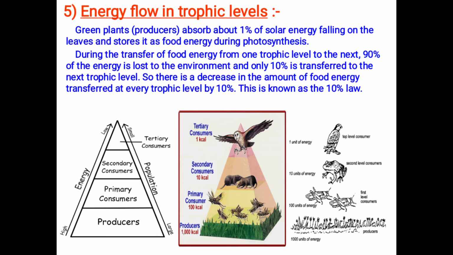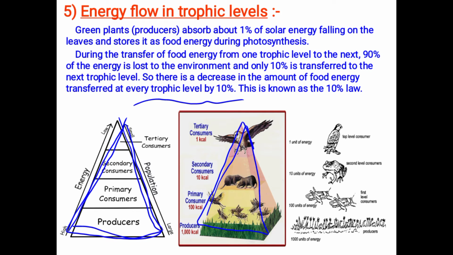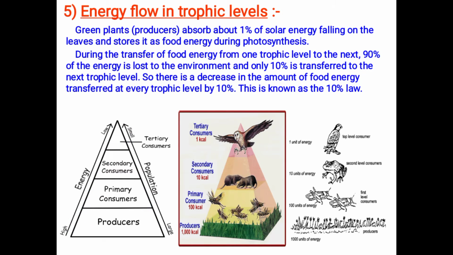Next, energy flow in trophic levels. That energy flow is called the 10% law. Let us see what the 10% law is. The energy flow is represented in the form of a pyramid. These pyramids of energy flow are referred to as ecological pyramids. These pyramids represent the energy flow from one trophic level to another trophic level.